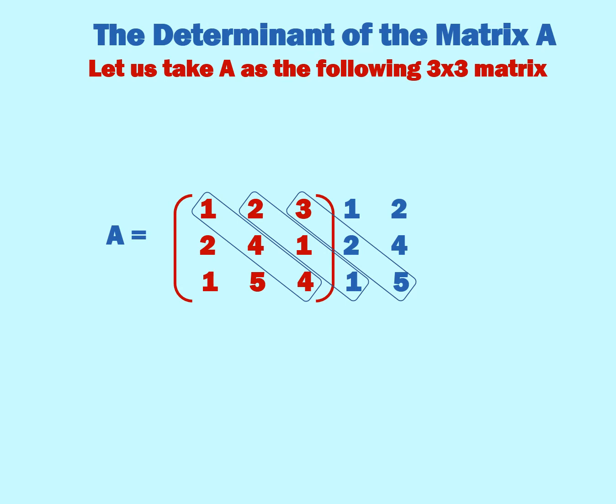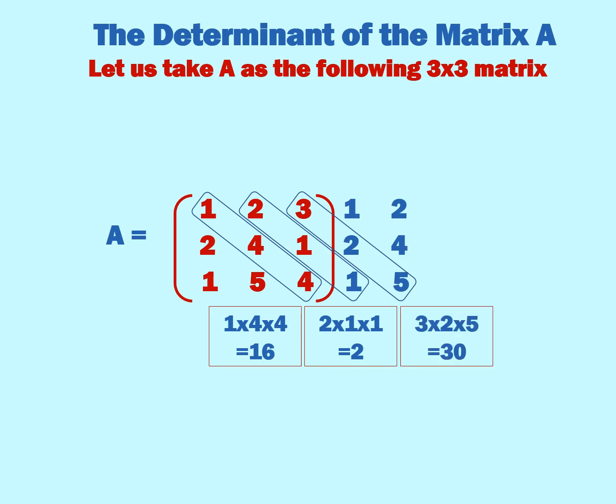Now, if you observe, you can see that there are 3 diagonals within the extended matrix as illustrated. What we do next is multiply the values in each of the diagonals separately and write them at the bottom of each diagonal. That is 1 into 4 into 4, 16, 2 into 1 into 1, 2, 3 into 2 into 5 is equal to 30.